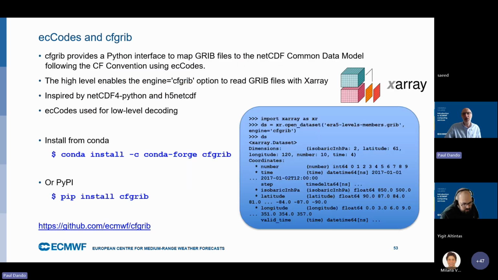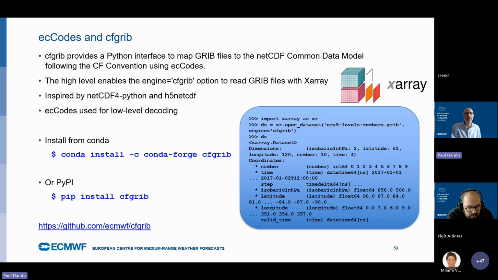Now, I think very few people these days are really going to be using the Python directly. I mean, some people might, but we have some other tools and packages that can be used. So one of them is cfgrib. cfgrib provides you with a Python interface to map GRIB files to the netcdf common data model. And this follows this CF convention, and it uses ecCodes underneath to do the decoding. So this was done in collaboration with a third-party software company.